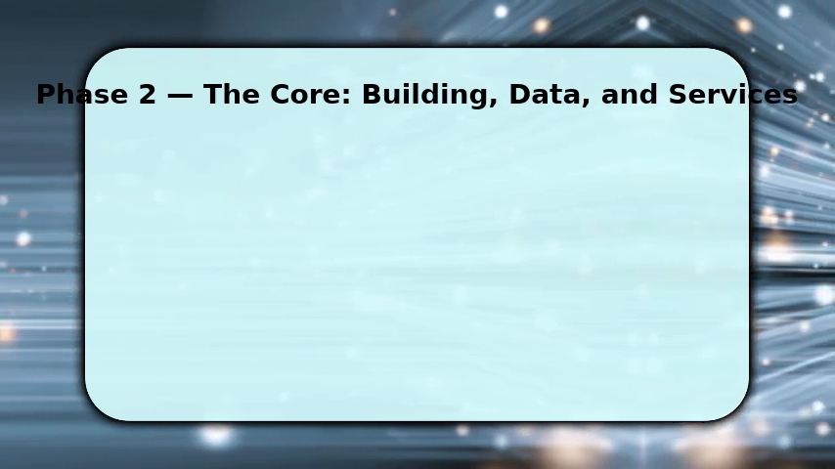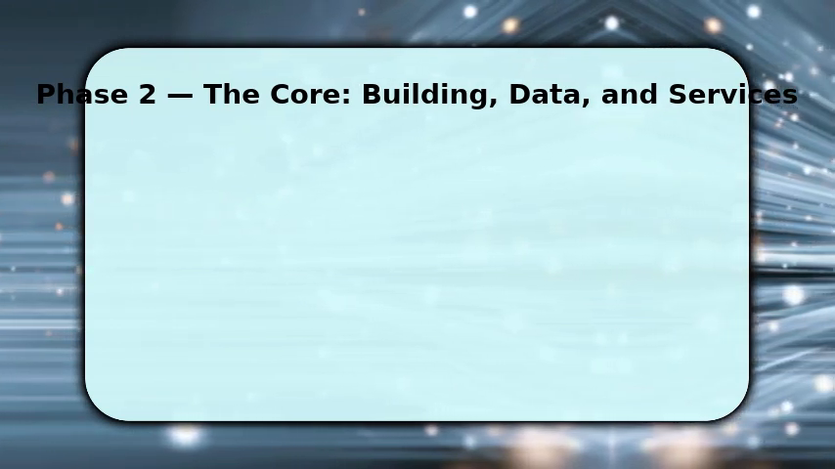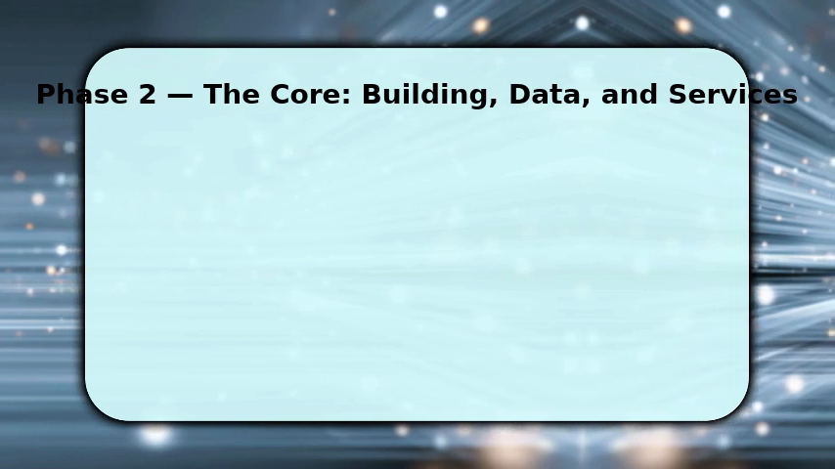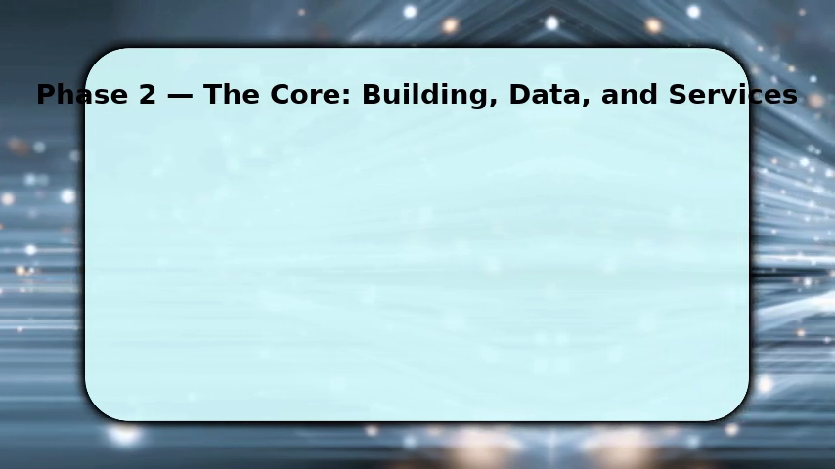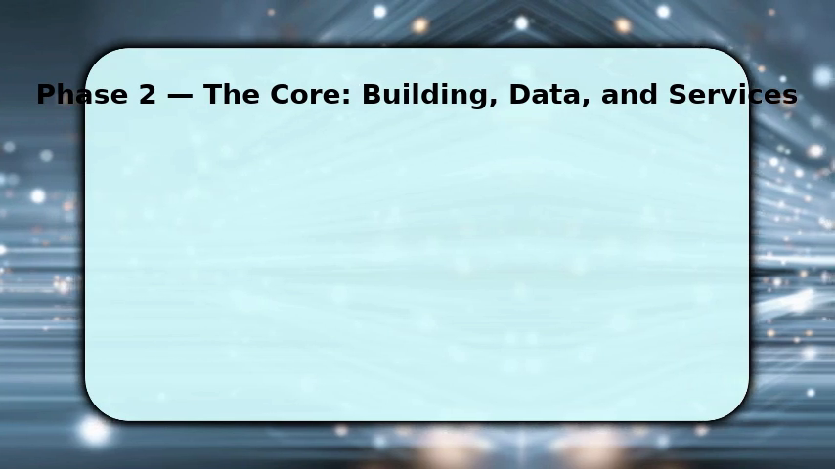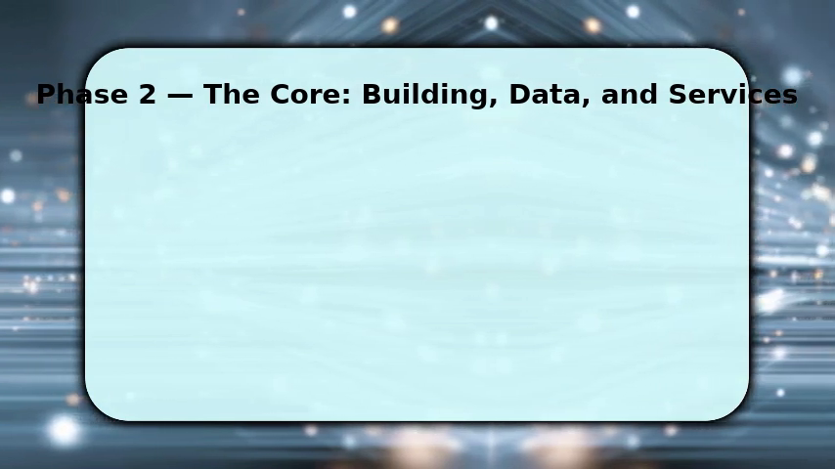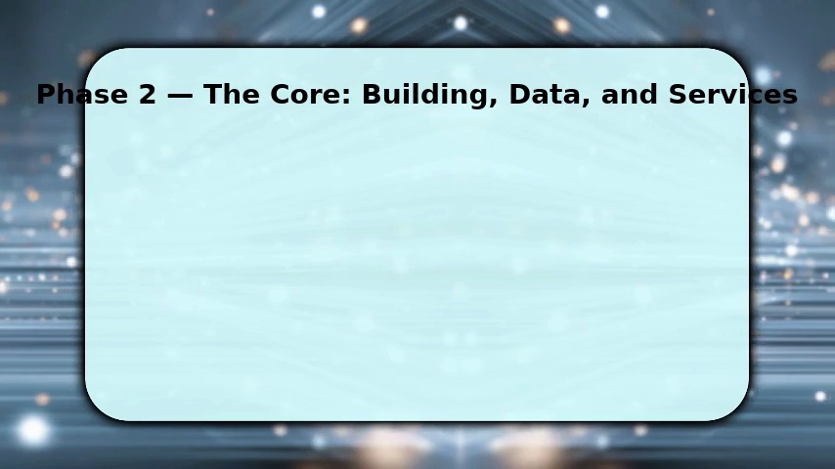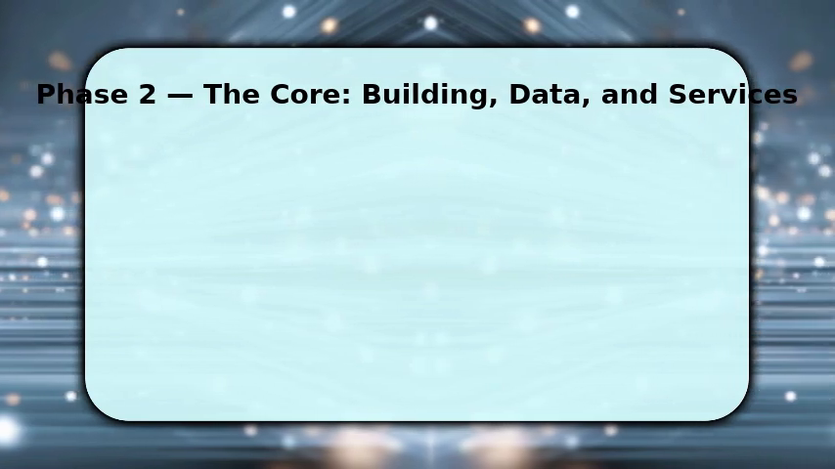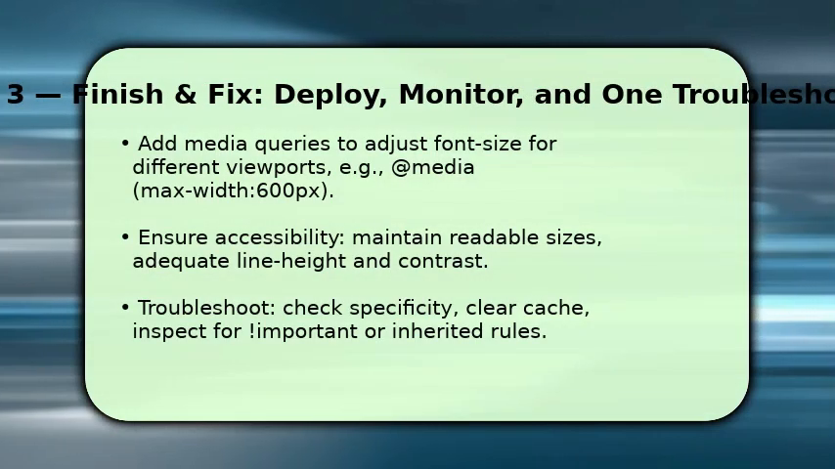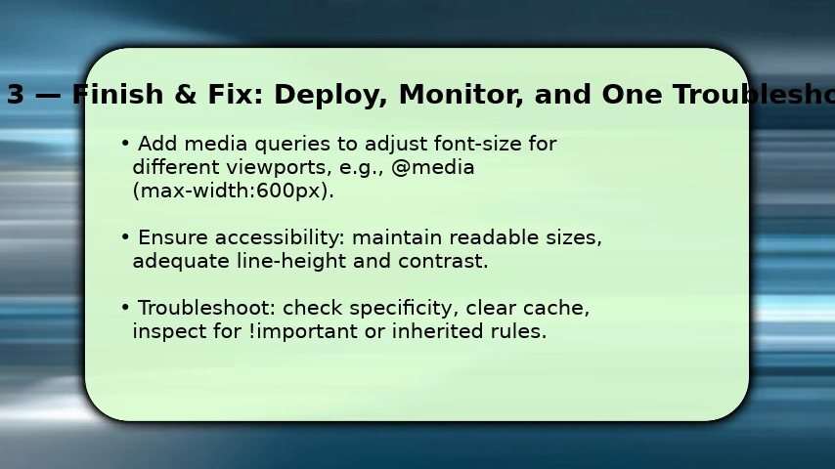Make sure your selector's specificity won't be overridden by other rules, and test changes in the browser inspector to preview instantly. Finish by making sizes responsive and accessible. Use media queries like @media (max-width: 600px), my-text { font-size: 0.95rem; } and keep line-height around 1.4 for readability. Test on multiple devices and adjust the root size if needed.